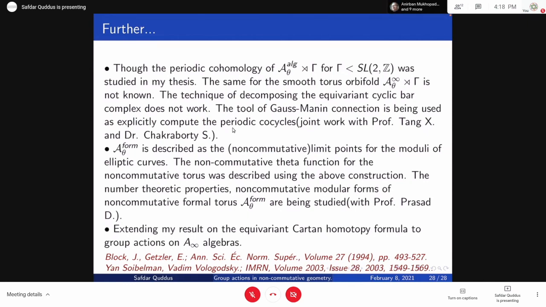So we are trying to understand, basically, little work has been done by Polishchuk and Schwarz, where they have understood the theta functions on this non-commutative torus.